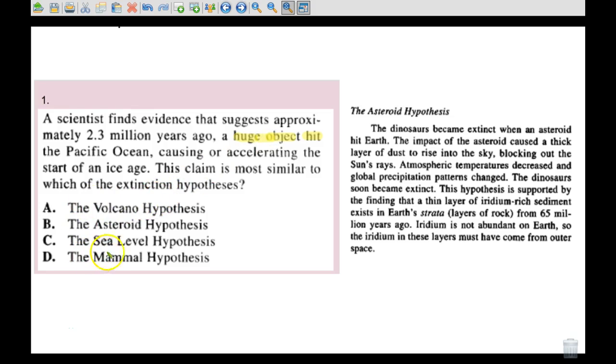So looking at our answer choices, the only option that indicates that there is, one, a huge object, and two, has a significant amount of force when it connected with the surface of the Earth would be B, the asteroid hypothesis.